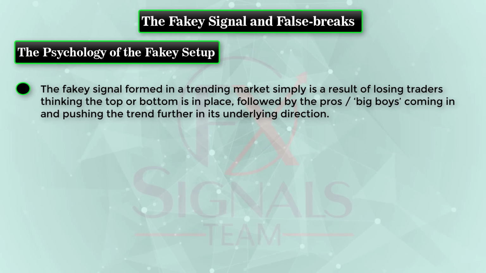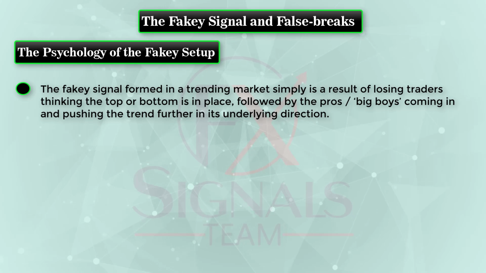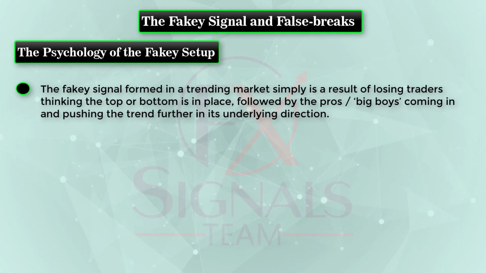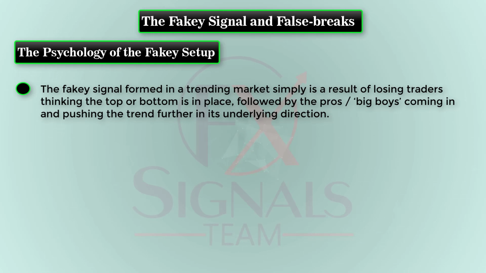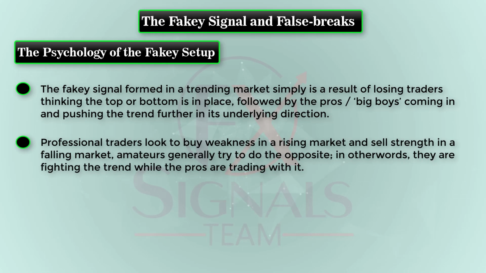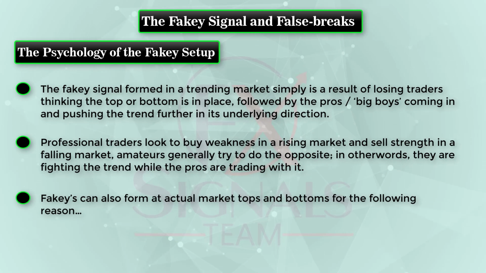The Fakey signal formed in a trending market simply is a result of losing traders thinking the top or bottom is in place, followed by the pros or big boys coming in and pushing the trend further in its underlying direction. Professional traders look to buy weakness in a rising market and sell strength in a falling market. Amateurs generally try to do the opposite. In other words, they are fighting the trend while the pros are trading with it. Fakies can also form at actual market tops and bottoms for the following reason.